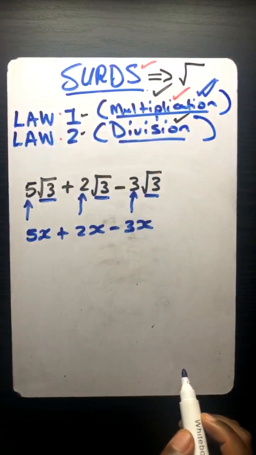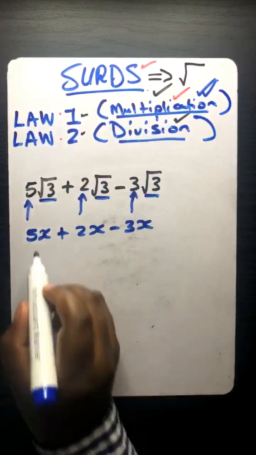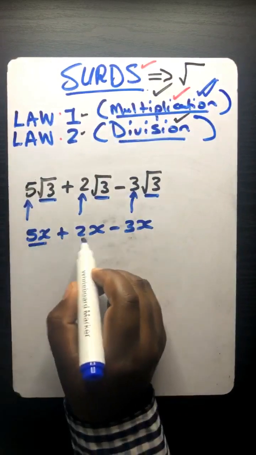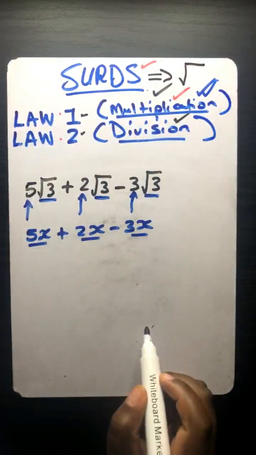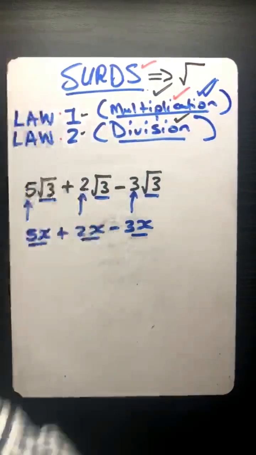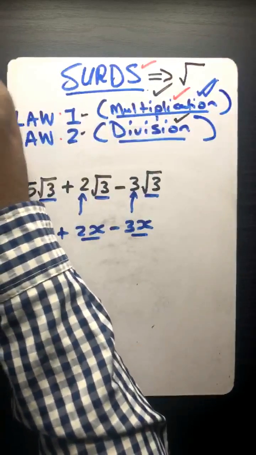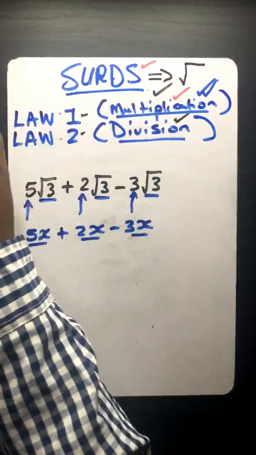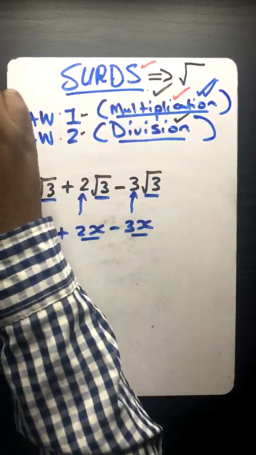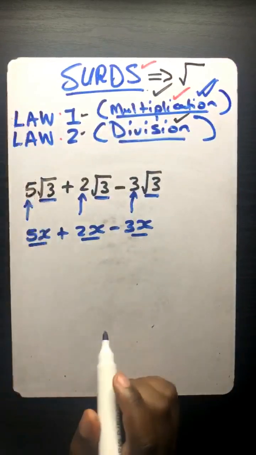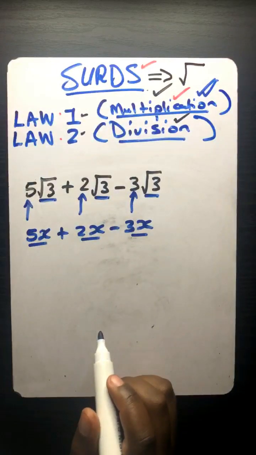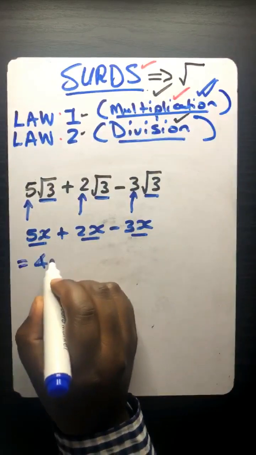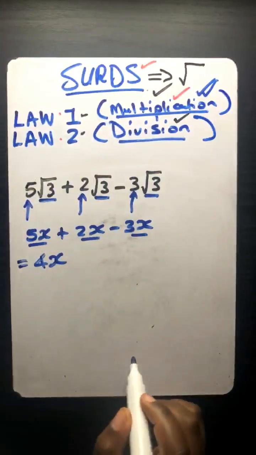I hope now you are having some light. So it's more like you are having 5 bananas, 2 bananas, you subtract 3 bananas. What are you having there? So let's see. 5 plus 2, obviously it's 7 minus 3. It is what is it? 4. So it's more like you are actually having 4x.